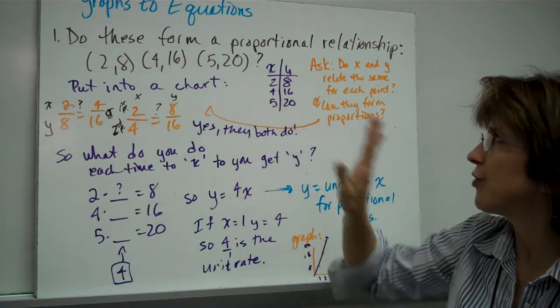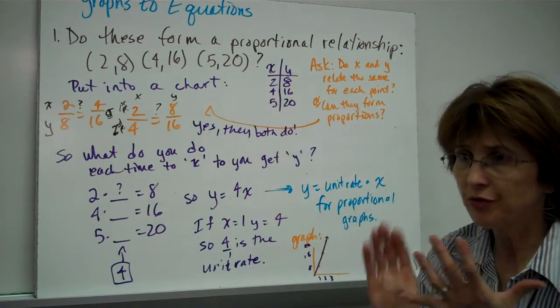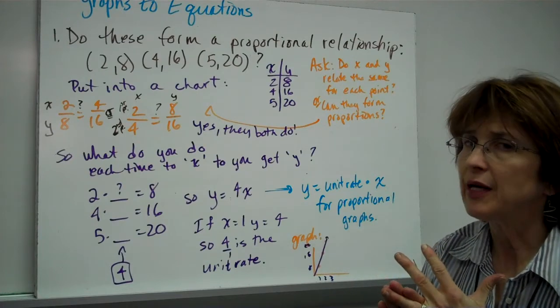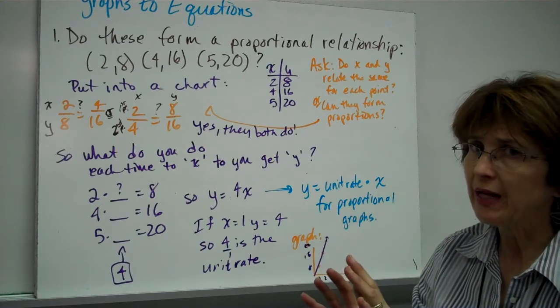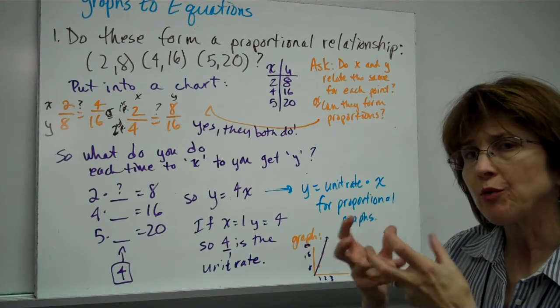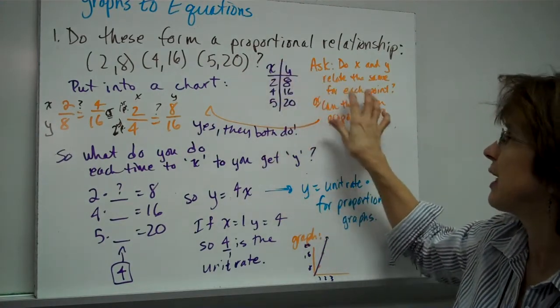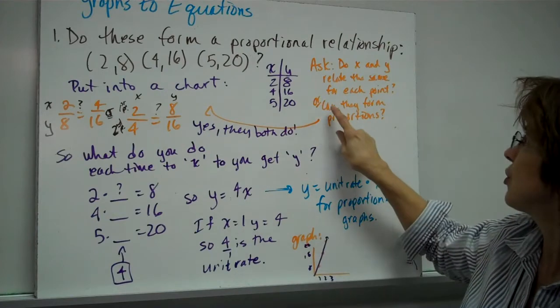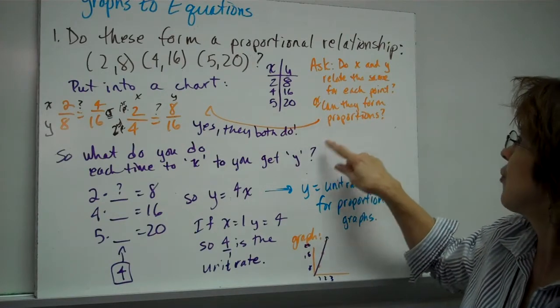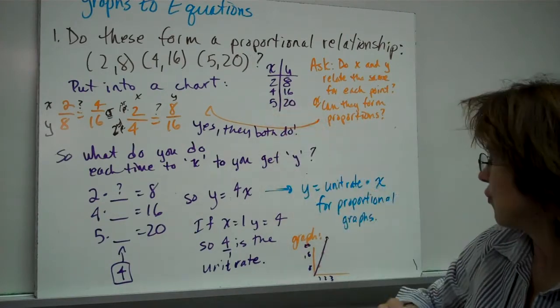Now I know we've talked about before, usually proportional relationships go through (0, 0) and form a straight line. So this is going at it from a little bit of a different angle, and really using what that word proportion really means. Remember, proportion means they have to relate to each other in the same manner. In other words, can they form proportions?